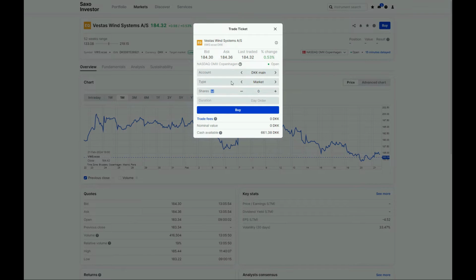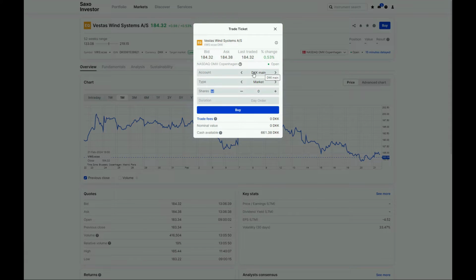From the trade ticket here, I can change 3 different things. First, the account I'm buying this from. Some of you might have more than one account with Saxo. Some of you might have a Danish kroner account, and then also a euro account, and then also a dollar account. Well, Saxo systems are set up so that if you're buying a stock that is denominated in dollars, and you have a dollar account, then it recommends that you buy it on the dollar account, because then you basically don't have to exchange your money, where there is a small fee of 0.25% in exchange fees.